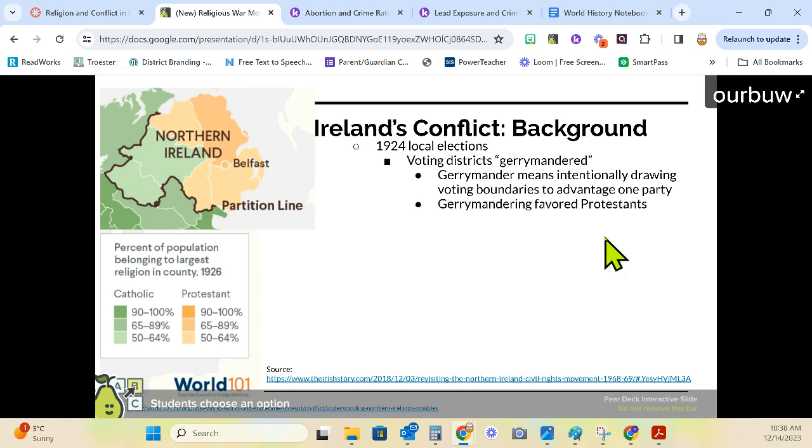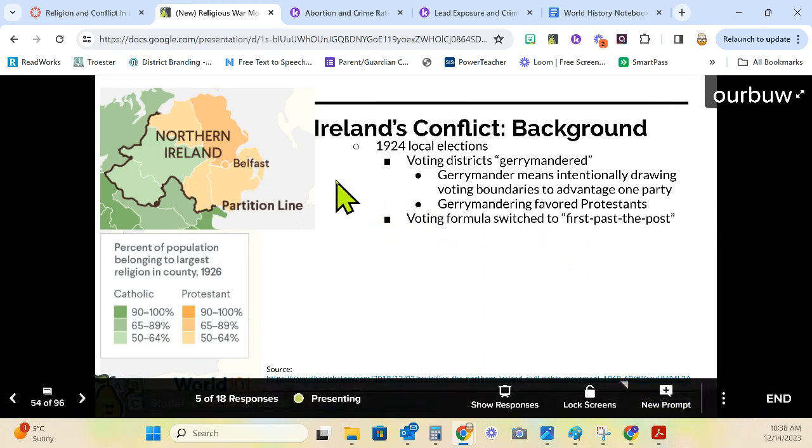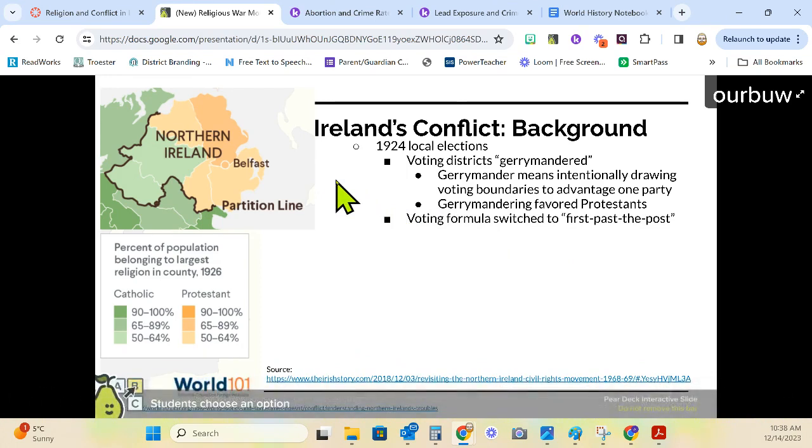In this case, gerrymandering favored the Protestants, not a surprise. But to make things extra safe for the Protestants, they switched the voting formula to something called first past the post. It has other more formal names, but first past the post is the one that we're going to use because it's the best one for us.